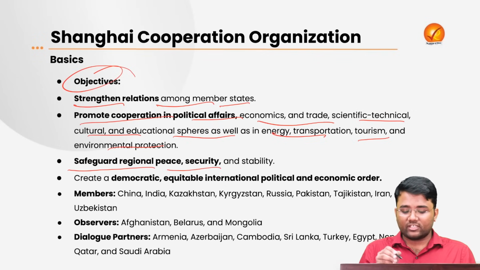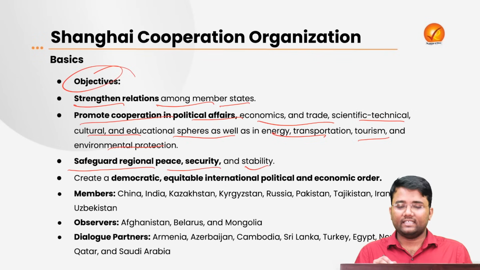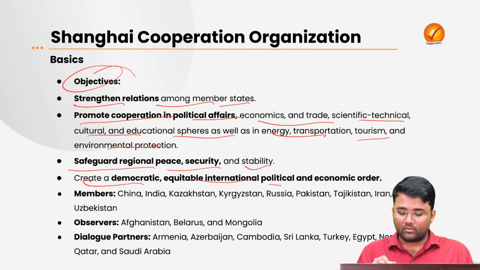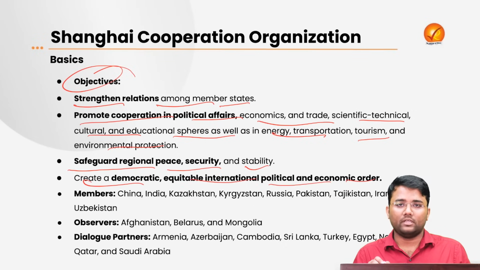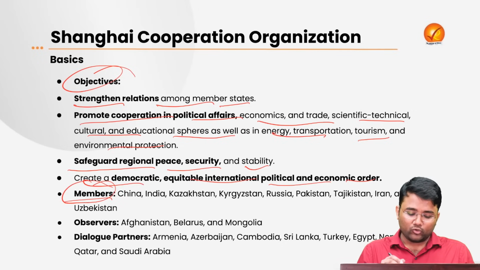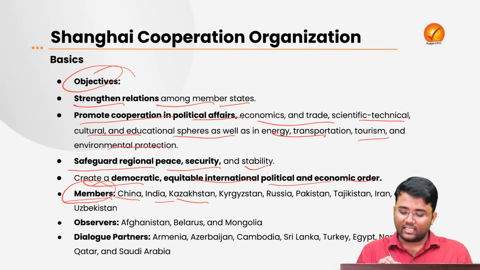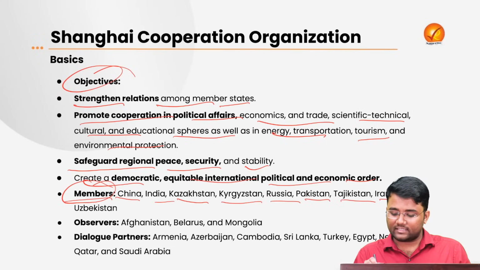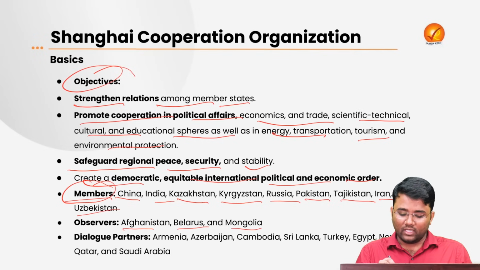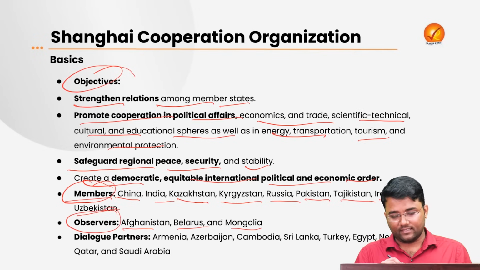It also aims to safeguard regional peace, security and stability, and create a democratic, equitable international political and economic order for the benefit of all. At present, the current members are China, India, Kazakhstan, Kyrgyzstan, Russia, Pakistan, Tajikistan, Iran and Uzbekistan, and Afghanistan, Belarus and Mongolia have the observer status.